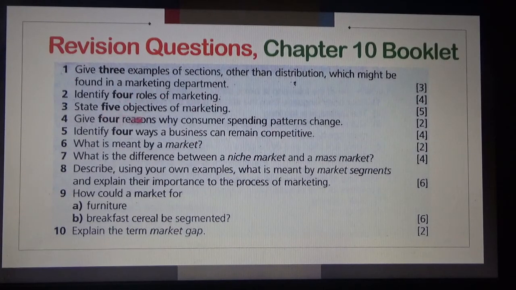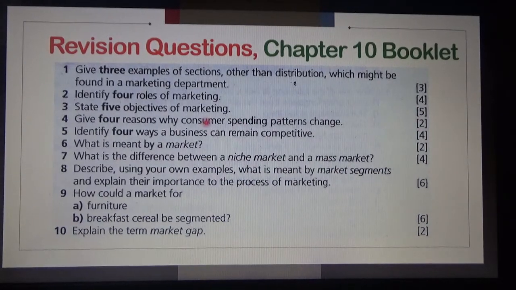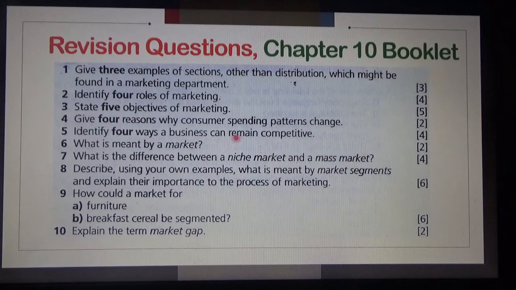Number 3 is state 5 objectives. Here, 5 marks, 1 mark for every objective. Give 4 reasons why consumer spending patterns change. You have here 2 marks. That means 0.5 mark for every reason. Number 5, identify 4 ways a business can remain competitive. So you have 4 marks, 1 mark for every way.